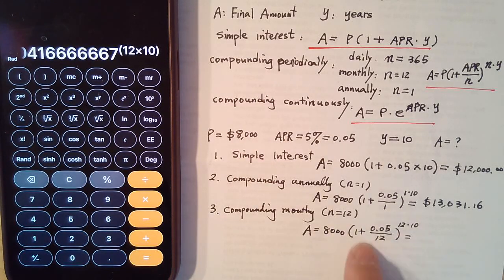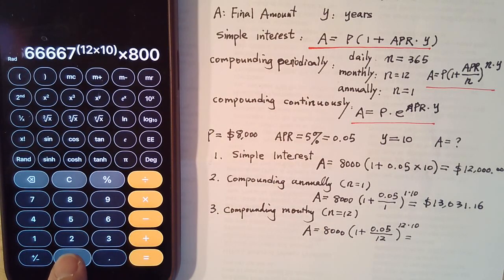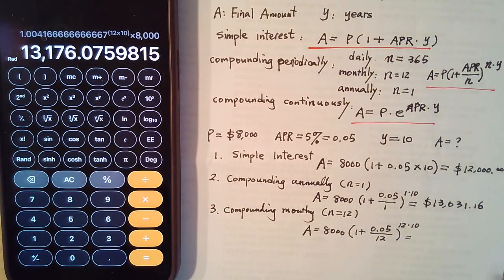See, that's this part. And then I multiply by 8,000. So times 8,000 equals 13176.08. Okay, so number 4.